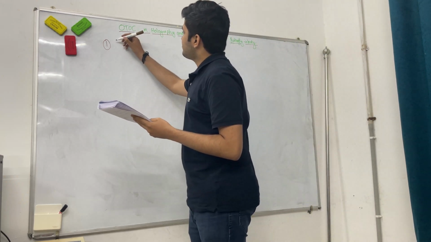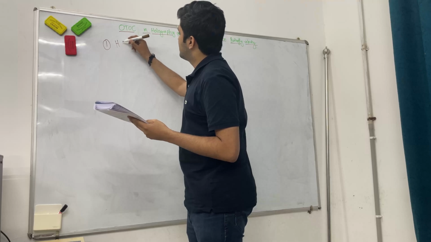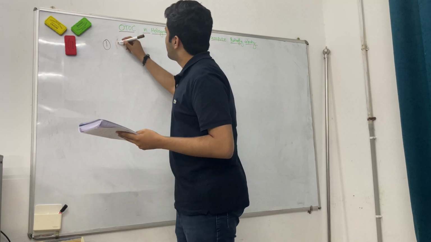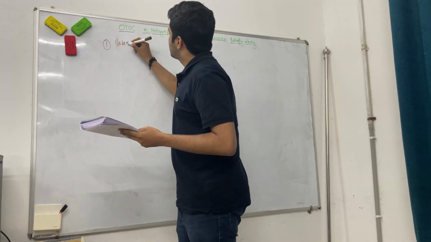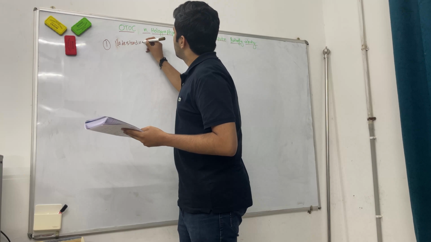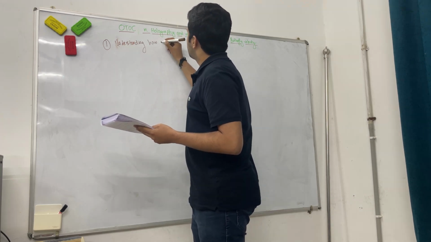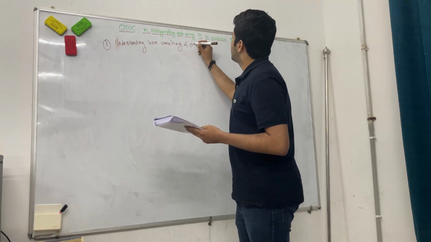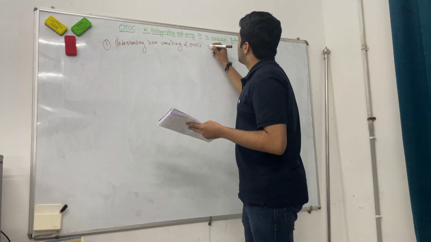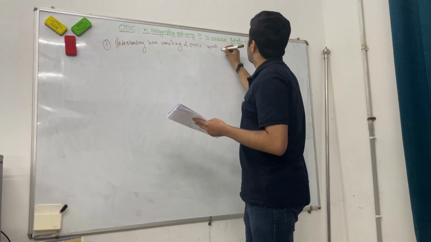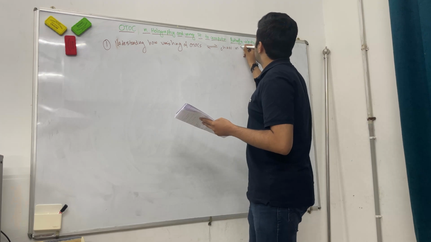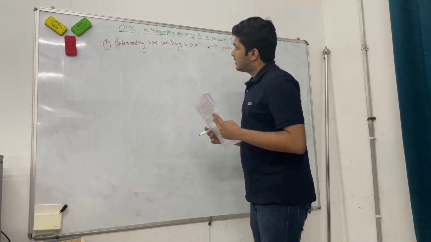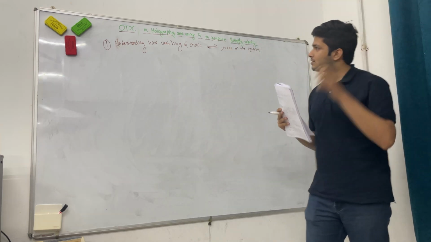So this would be understanding how vanishing of OTOCs translate to chaos in the system. So that would be the first part of this talk.